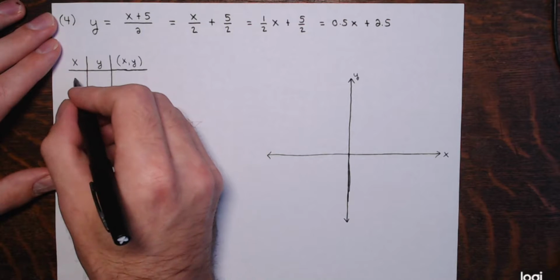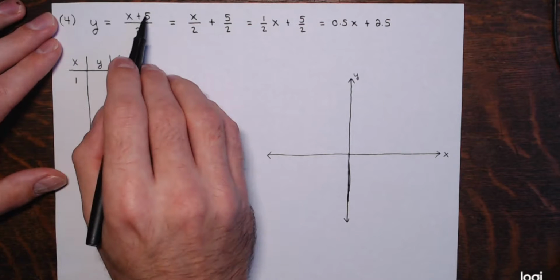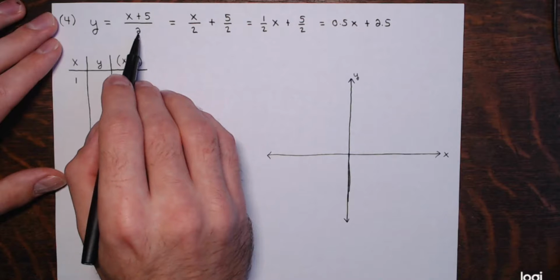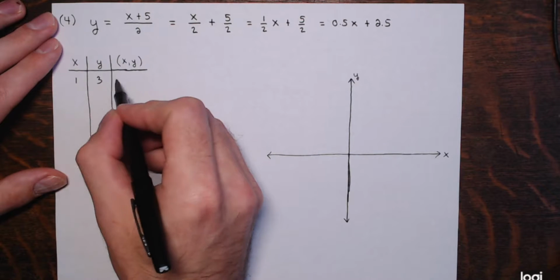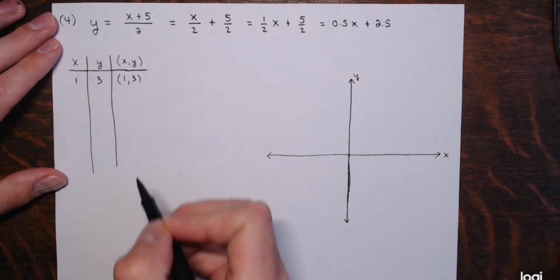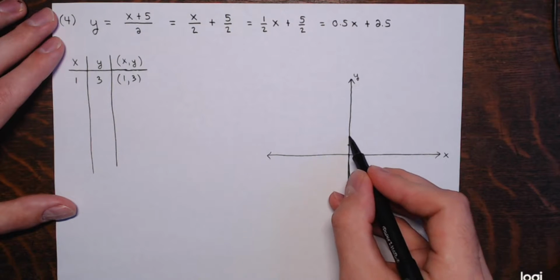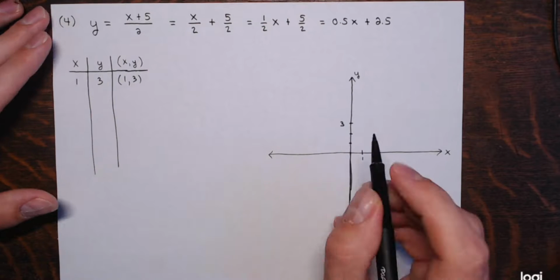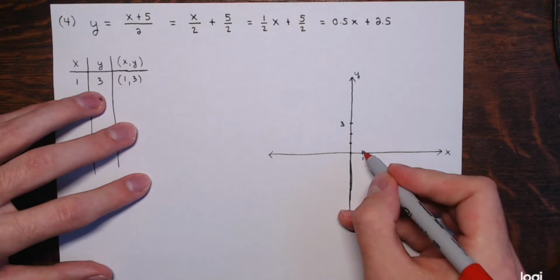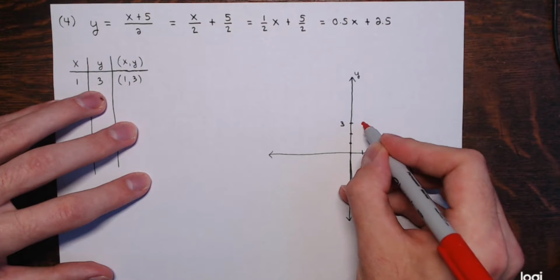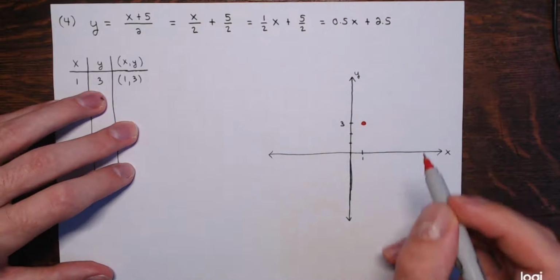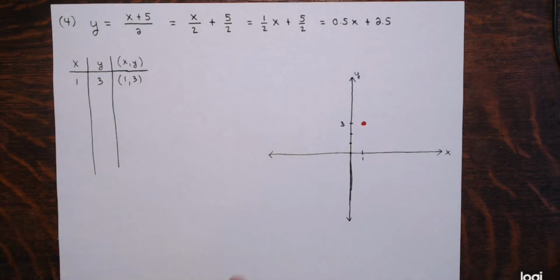Alright, so I'll start with 1. 1 plus 5 is 6. 6 divided by 2 is 3. Y would have to be 3. So I'm going to plot the ordered pair 1, 3. So x coordinate 1, y coordinate 3. And there's this point here. And again, you can label it if you wish. I'm just going to mark the dot.